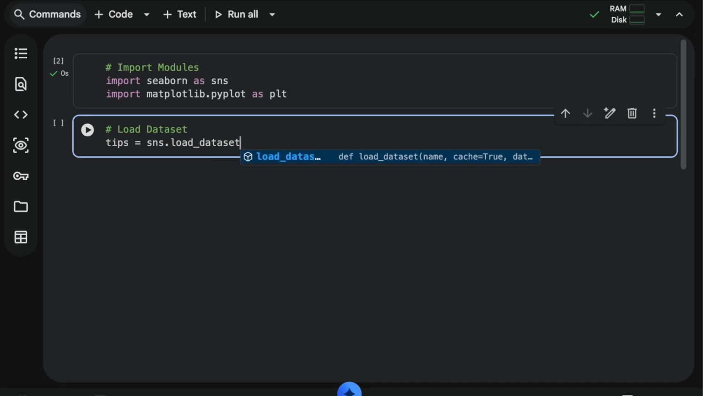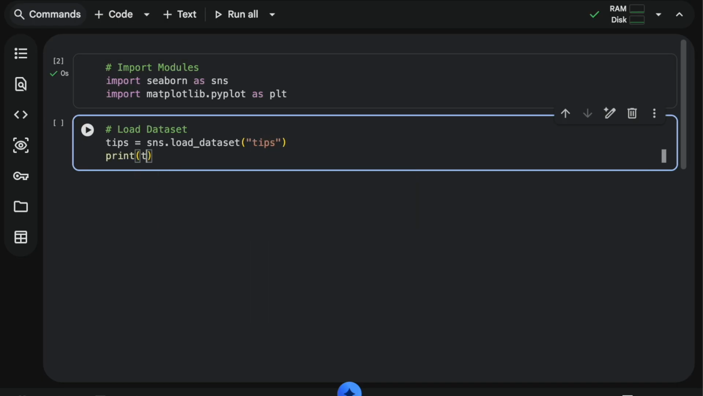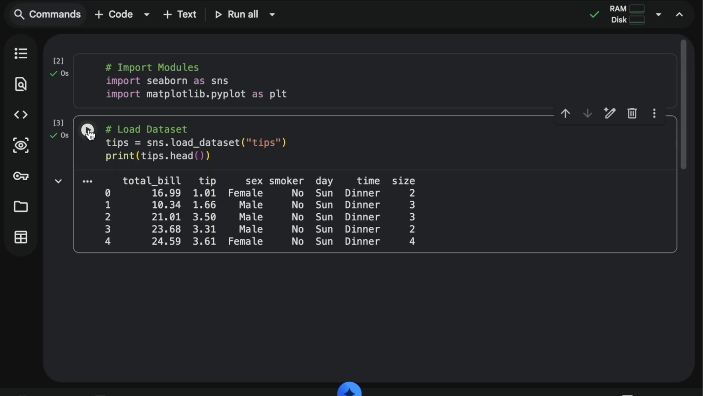The first column, total bill, shows the total amount of the bill in dollars. The second column, tip, records the tip given by the customer, also in dollars. The sex column tells us the gender of the person paying the bill, either male or female. The smoker column indicates whether the person is a smoker or not.